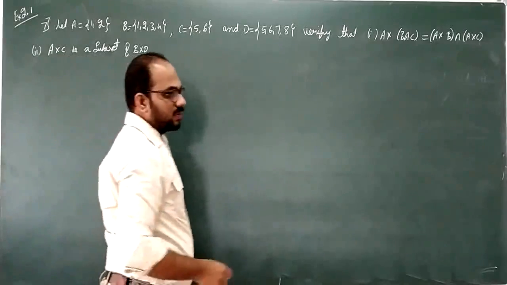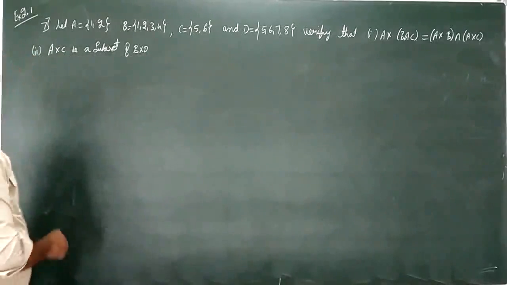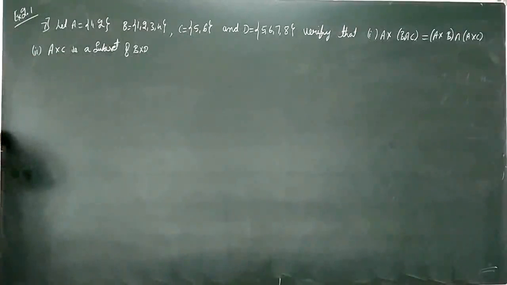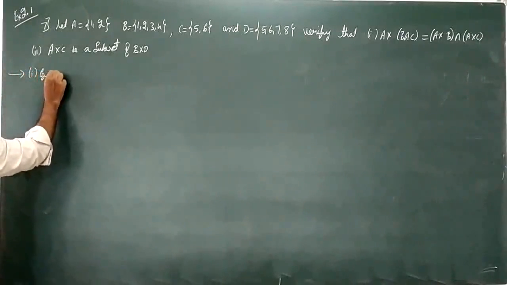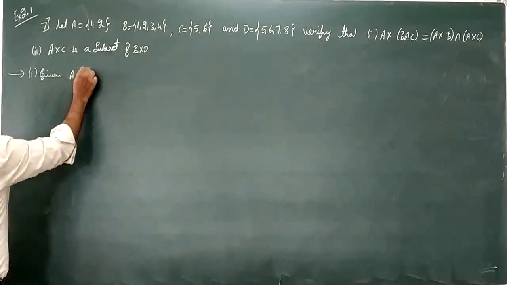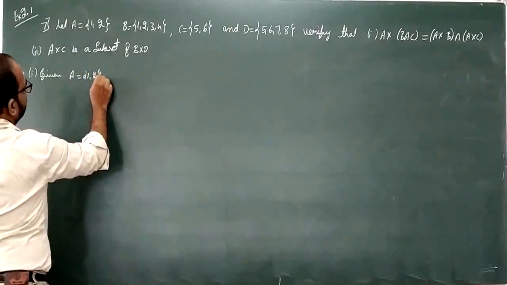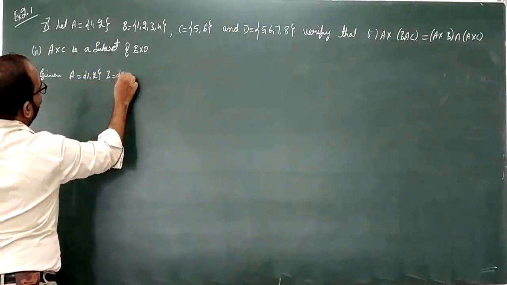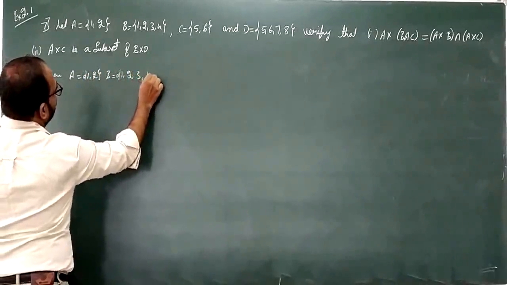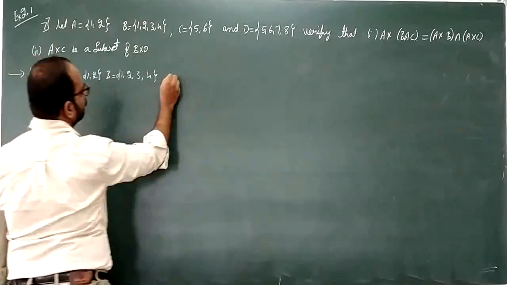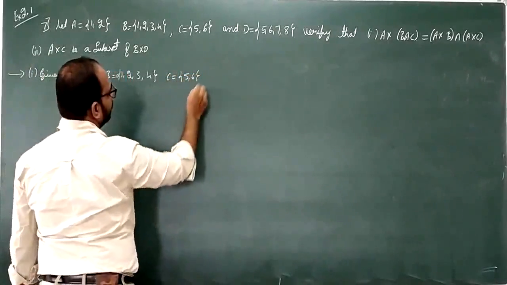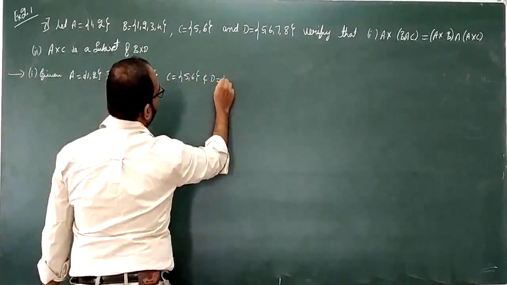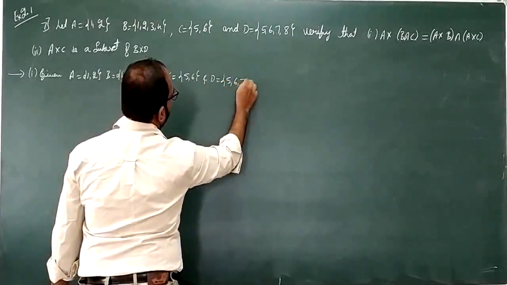First I am solving the first sub question. That is, given: set A is equal to {1, 2}, set B is equal to {1, 2, 3, 4}, set C is equal to {5, 6}, and set D is equal to {5, 6, 7, 8}.